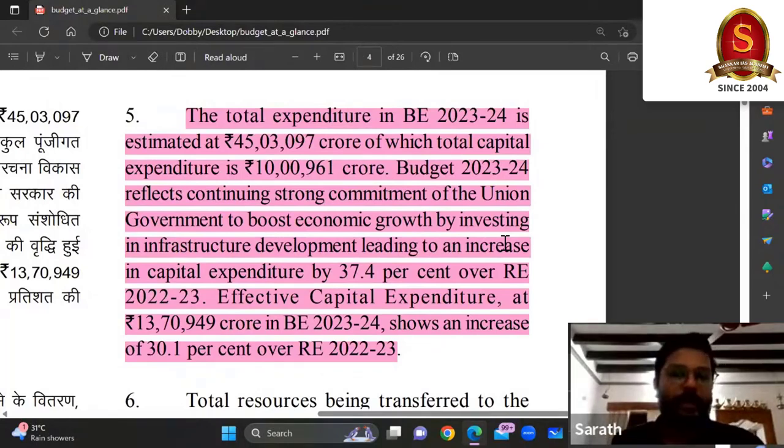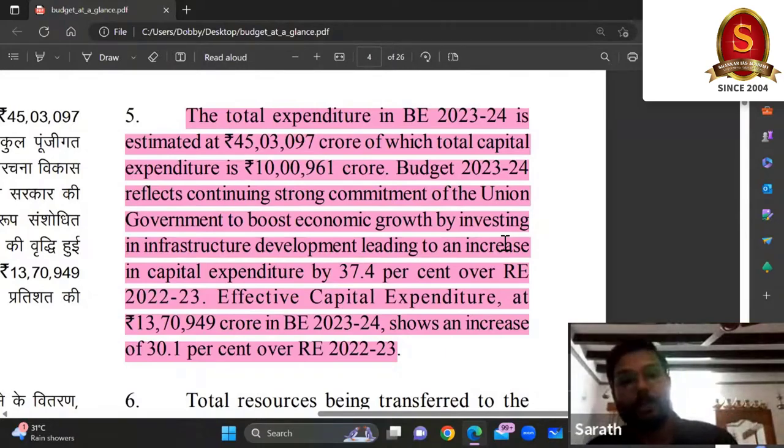The second statement is capital expenditure is greater than revenue expenditure. Clearly not true. Now let's look at the following part. The budget of the upcoming year, or in our case the present year, reflects the continuing strong commitment of the Union government to boost economic growth by investing in infrastructure development, leading to an increase in capital expenditure of 37.4% over the revised estimates of 2022-23. Then they have mentioned something called effective capital expenditure. I'll explain what effective capital expenditure is to you.